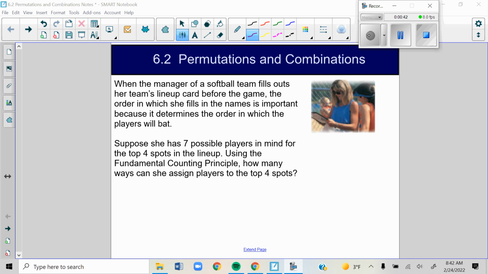All right, so how many does she have to choose from? Well, she has 7 total to choose from, and she has 4 spots that she is filling. So she has 7 to choose for the first spot. Now she's used them, so then she only has 6 left here, 5, and 4. And so then we multiply that with our fundamental counting principle. And we get 840 ways that she can make that lineup occur.